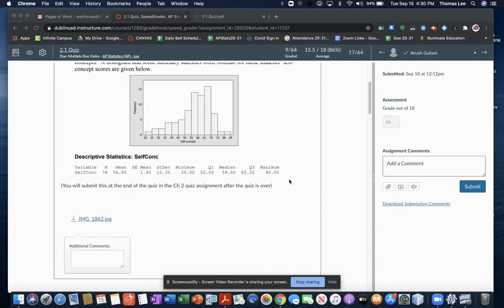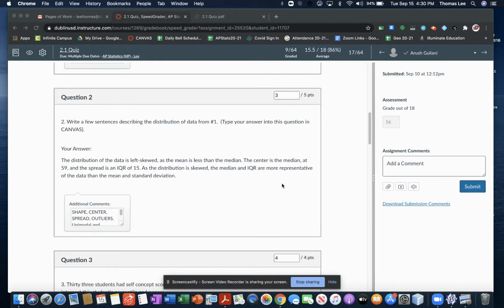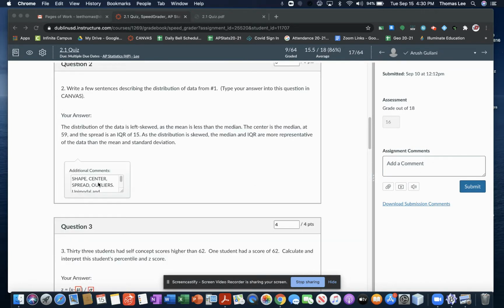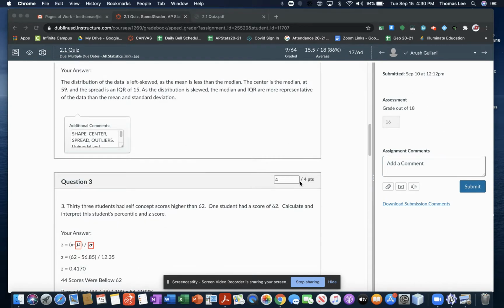Outliers, you're going to actually calculate. 1.5 times the IQR, so 1.5 times 15. Add that to Q3, get your upper fence, no upper outliers. Subtract that from Q1. You see that you have possible outliers right here between 20 to 25. Don't put your answers in narrative form, like literally write out shape, center, spread, and outliers, and then any unusual points or anything like that.